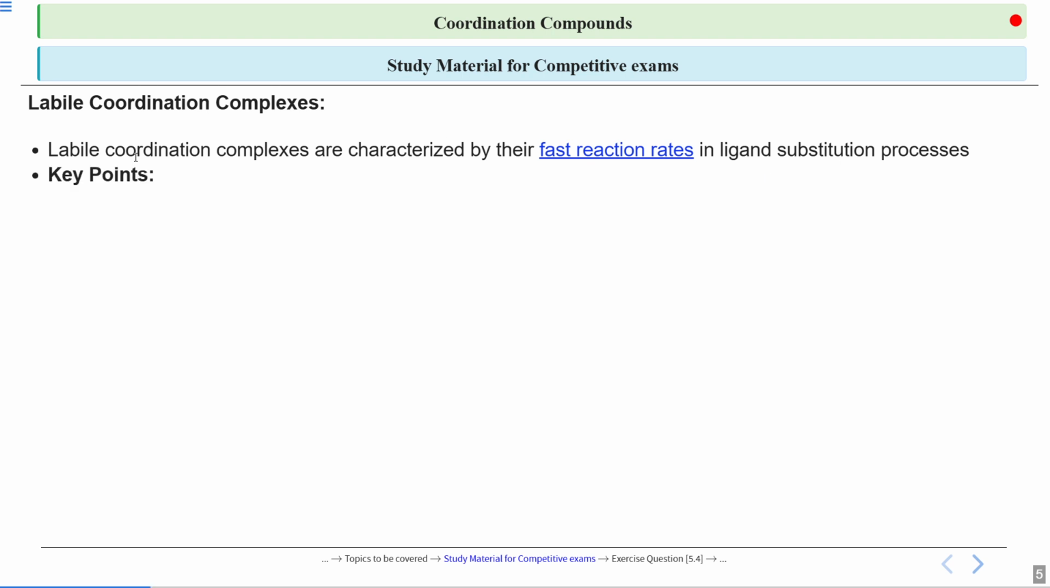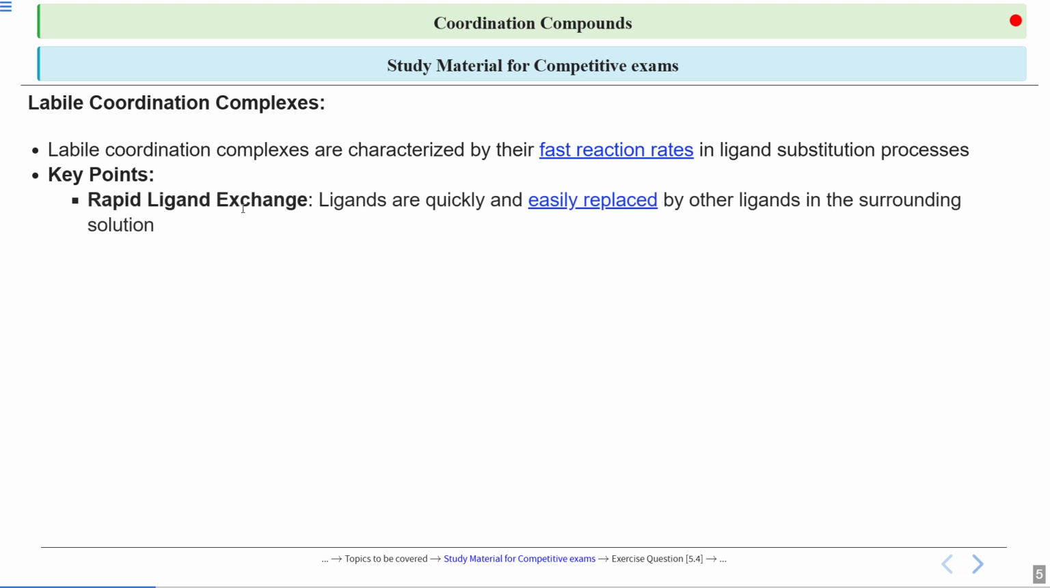The key points. First of all, rapid ligand exchange. Rapid means fast ligand exchange. So ligands are quickly and easily replaced by other ligands in the surrounding solution. So when this ligand substitution process is happening and our labile coordination complex is participating or forming, the reaction rate is faster, and it includes rapid ligand exchange, where ligands are quickly and easily replaced by another ligand in the surrounding solution.